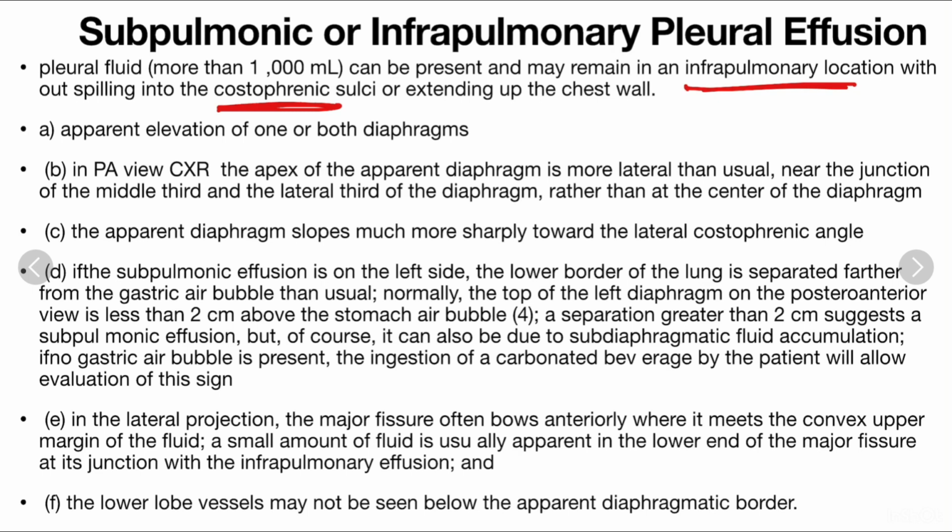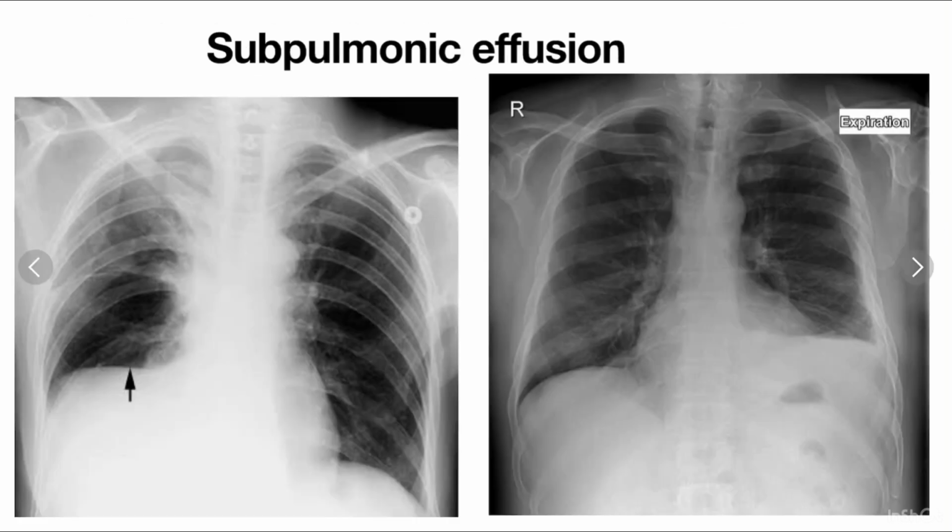There will be apparent elevation of one or both diaphragms. Wherever the effusion is, there will be elevation of the diaphragm on that side. In PA view chest X-ray, the apex of the apparent diaphragm is more lateral than usual, near the junction of the middle third and lateral third of the diaphragm, rather than at the center. Here we can see this apex more laterally, at the junction of two thirds and one third of the diaphragm. Normally it is in the center, but in this case it is here. So the apex of the diaphragm is more lateral in subpulmonic effusion.